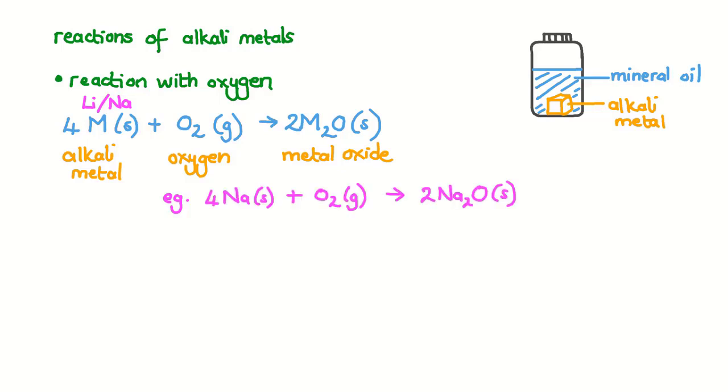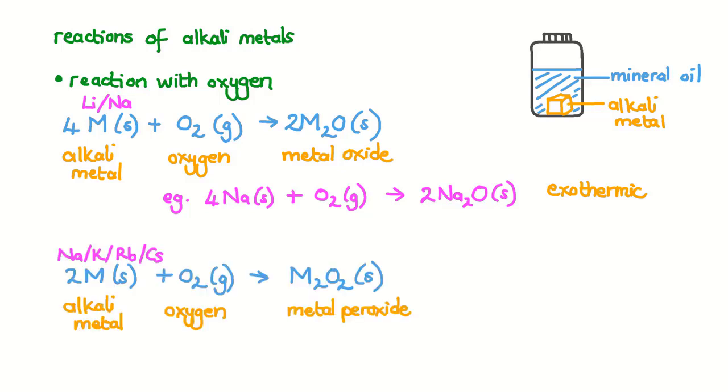4Na solid plus O2 gas reacts to give 2Na2O solid. These reactions are highly exothermic. Sodium, potassium, rubidium, and cesium can react with oxygen to form metal peroxides of the form M2O2, which are solids.